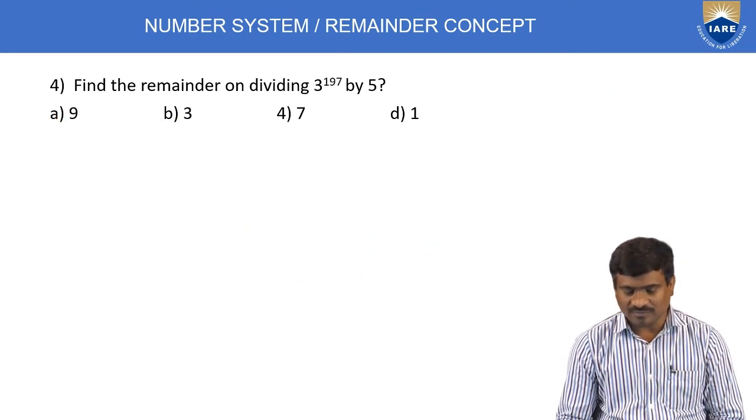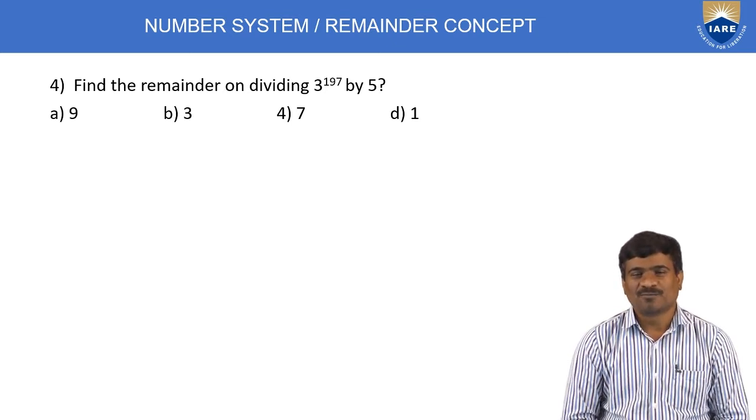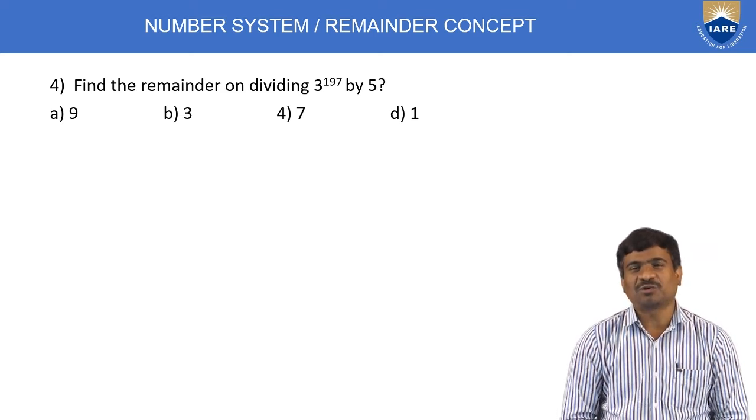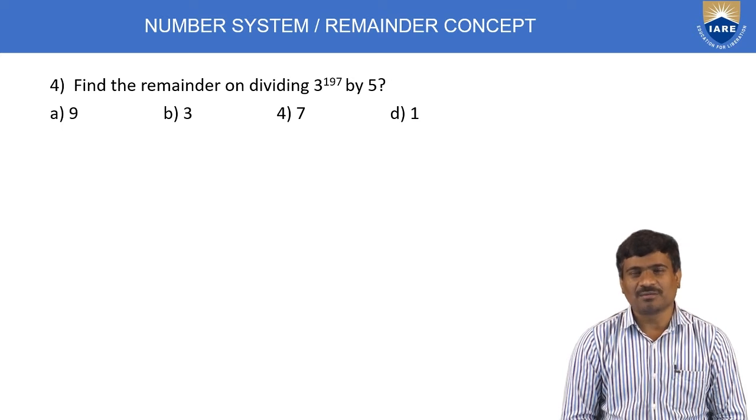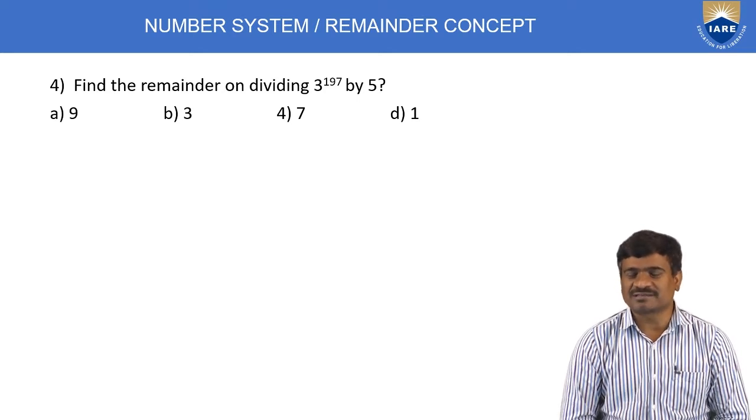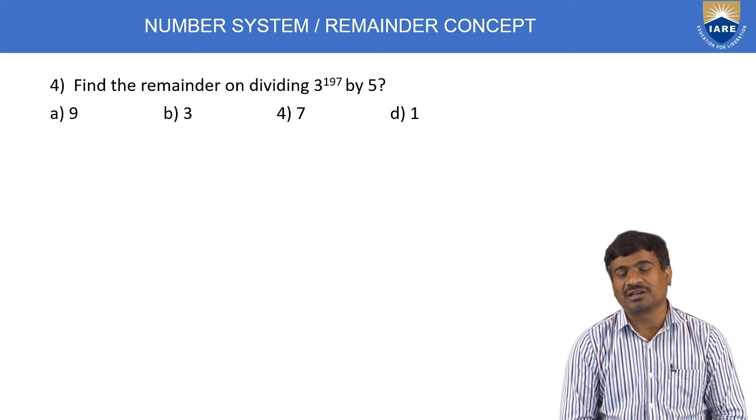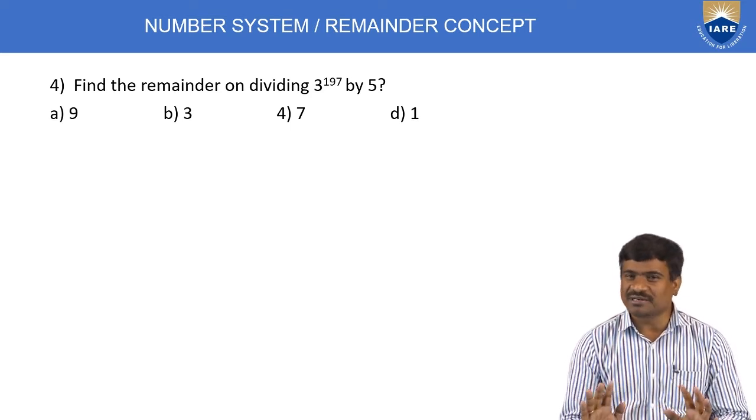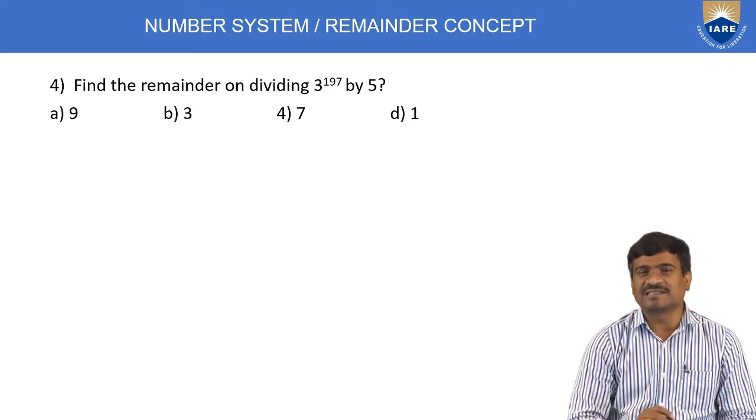Next, the fourth one. Find the remainder on dividing 3 to the power of 197 by 5. A 9, B 3, C 7, D 1. Same methods. First method, cyclicity. Second method, convert the numerator into a number near to the denominator. Both methods are correct. Okay. Here, first, cyclicity.